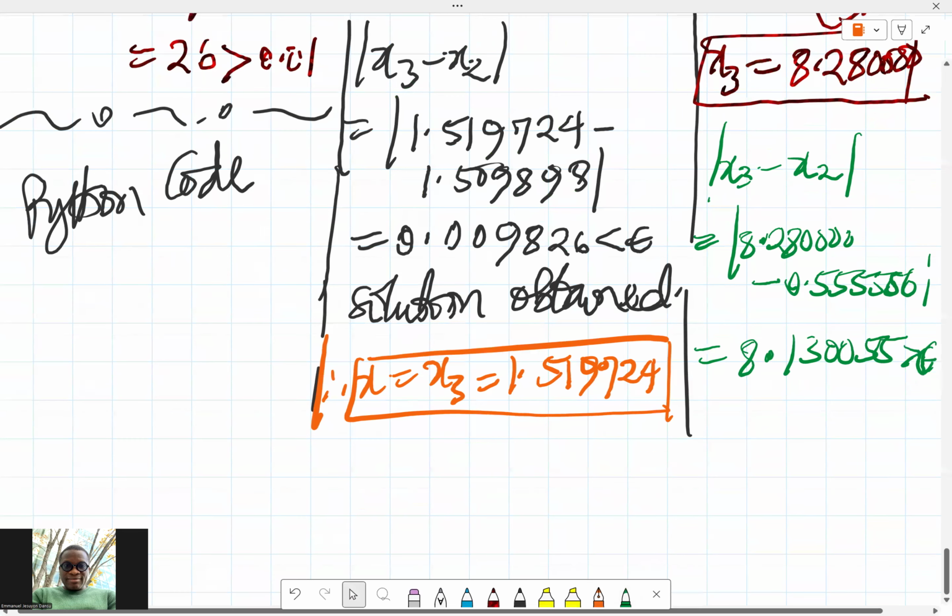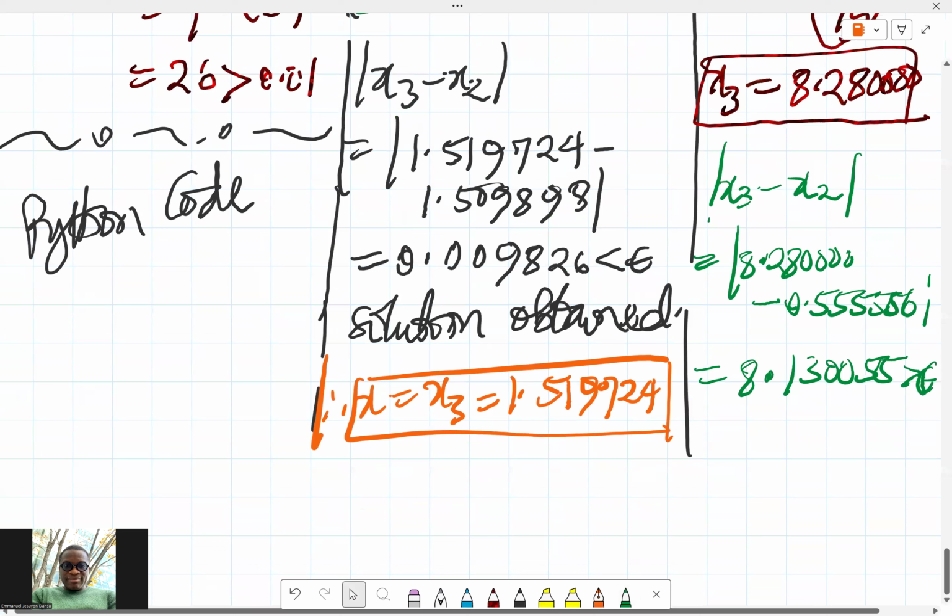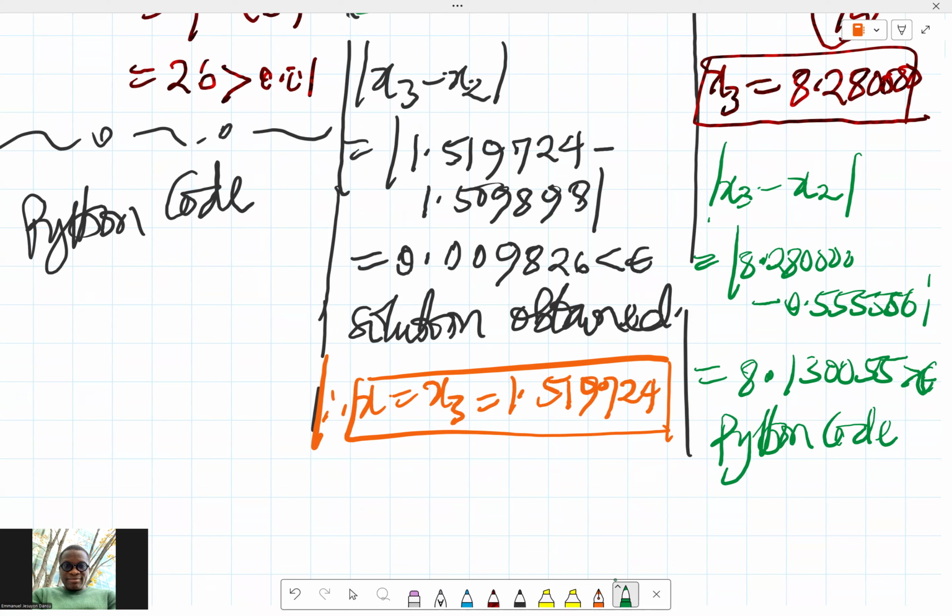So it means we shouldn't even bother ourselves further. Let's just resort to Python code. But it's already obvious that this, so far we are saying that this is diverging. So we'll look at the Python code to confirm, but the possibility is that this is going to diverge and this is going to converge.